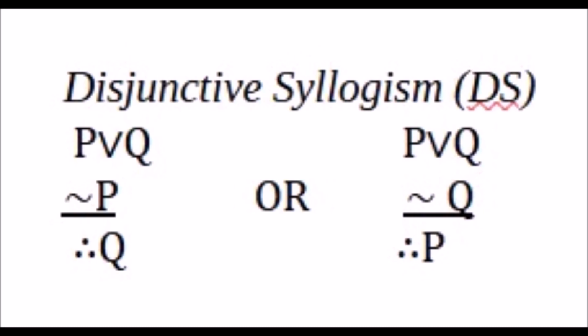So if given a statement P or Q, we know one of them has to be true. If P or Q and not P, then we can infer Q. If given P or Q and not Q, we can infer P, because if P or Q is true, one of them has to be.